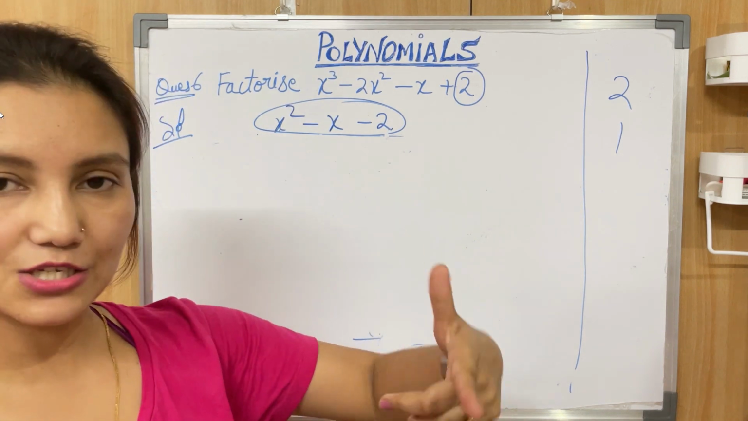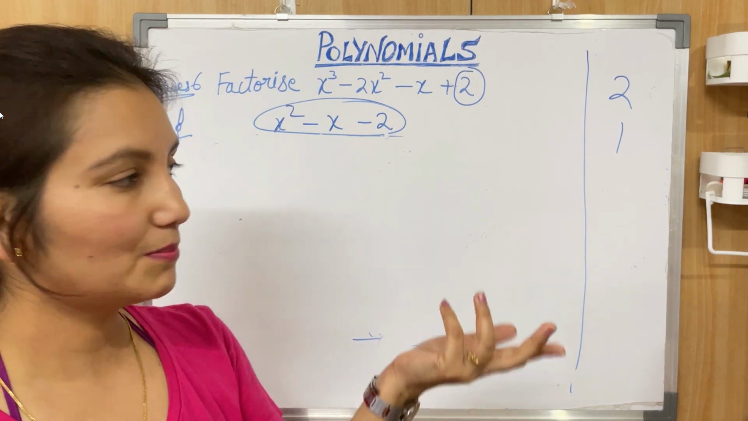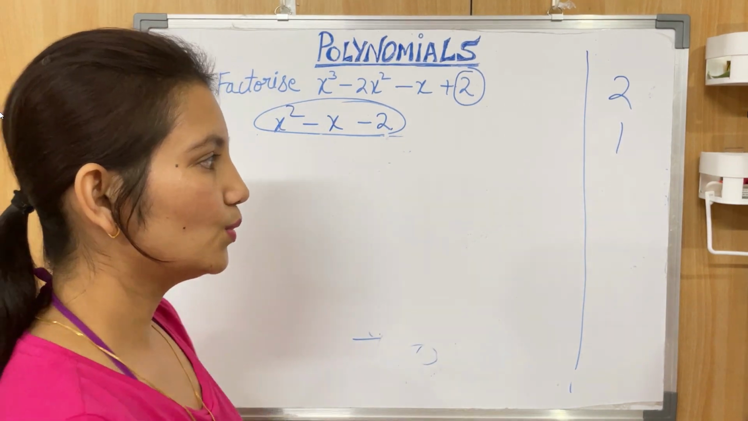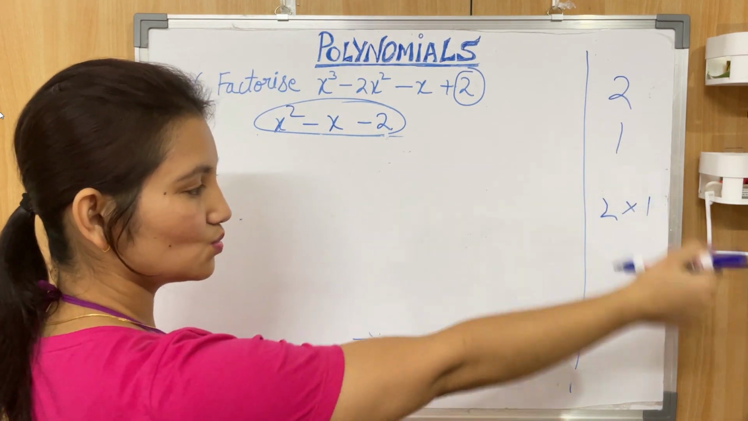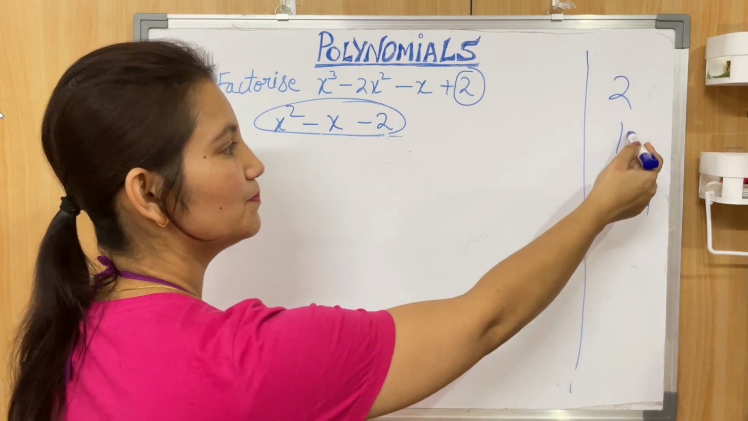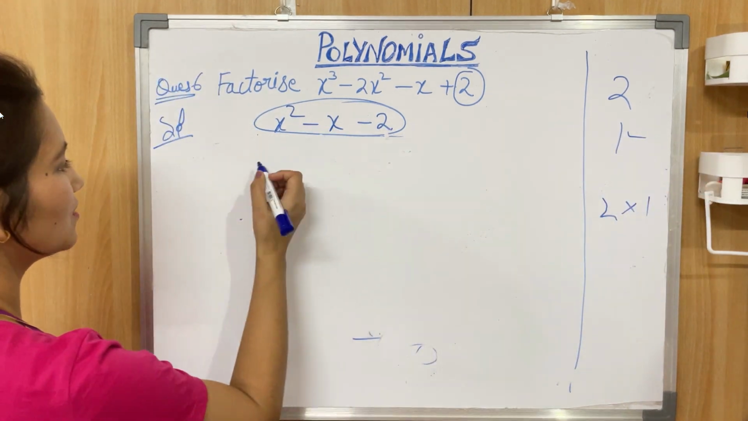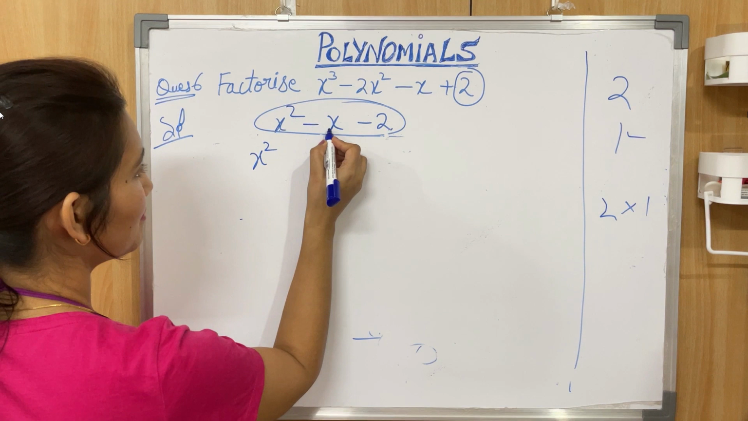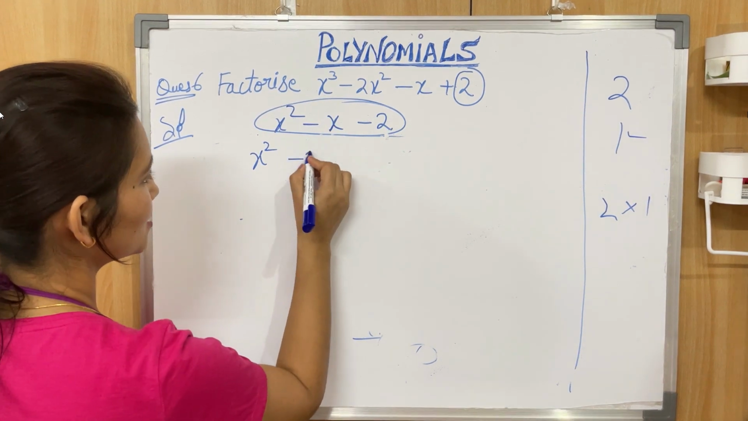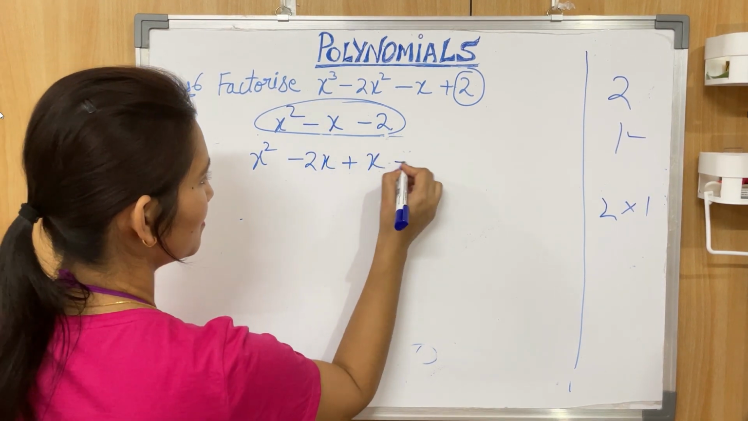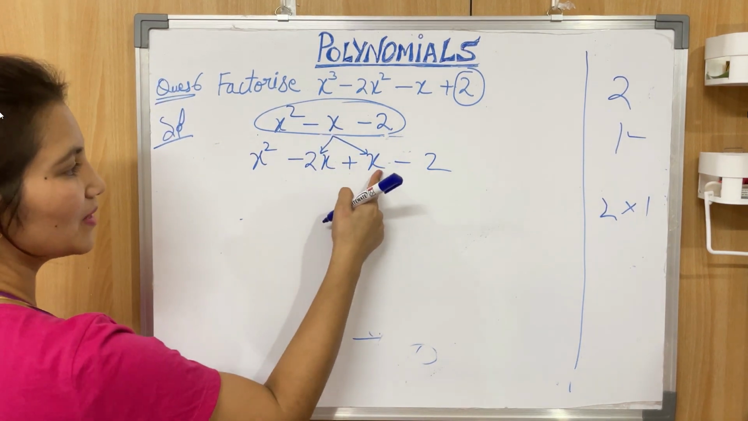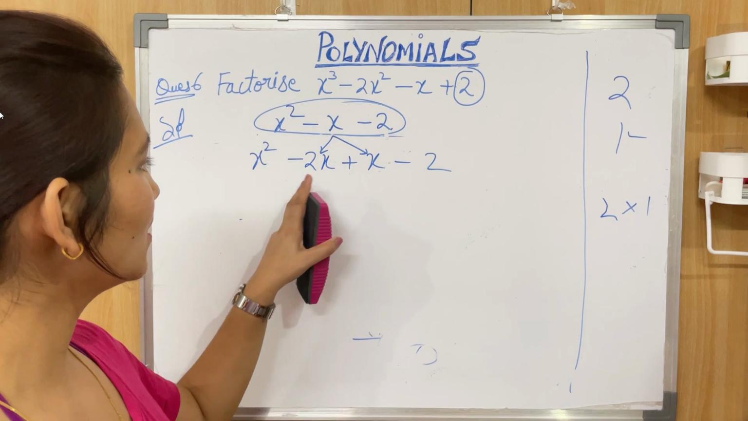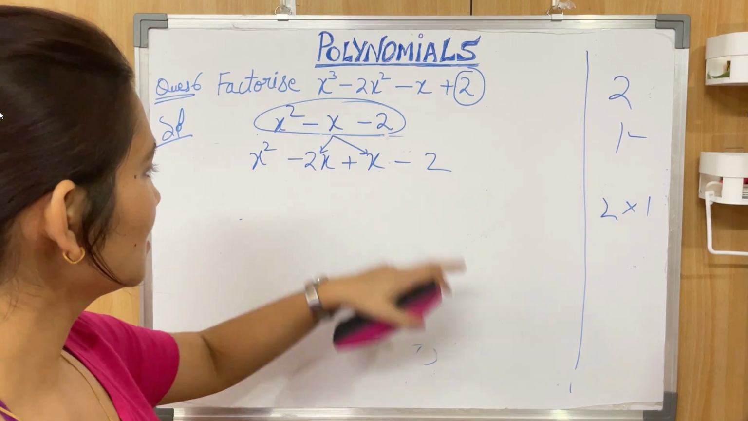So what can be such numbers? Multiplication 2 and plus minus will be 1. So 2 and 1, right? 2 and 1 on multiplication give 2, and 2 minus 1 gives me 1, right? So let's proceed with it. So x square and minus 2x, minus x. So minus 2x plus x minus 2. Can you see here? This is how I split it. Minus 2x plus x will give me minus x, right?